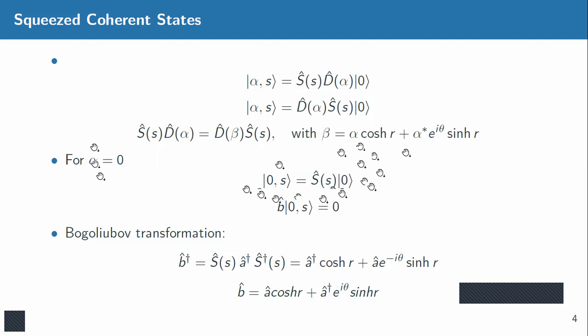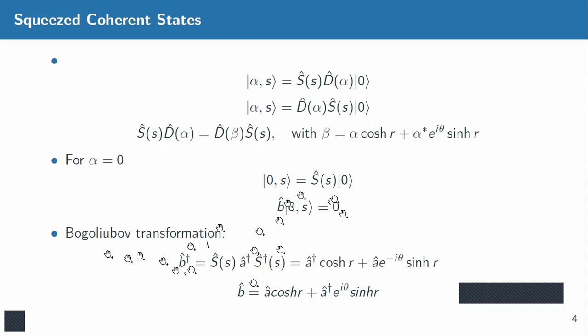The squeezed vacuum state is an eigenstate of the annihilation operator B with zero eigenvalue. This annihilation operator B can be obtained by a Bogoliubov transformation on the annihilation operator A, and we can also get the creation operator using the Bogoliubov transformation on the creation operator A dagger. So the squeezed vacuum state is the eigenstate of these two operators. We will see how that will be useful in generating the squeezed state.